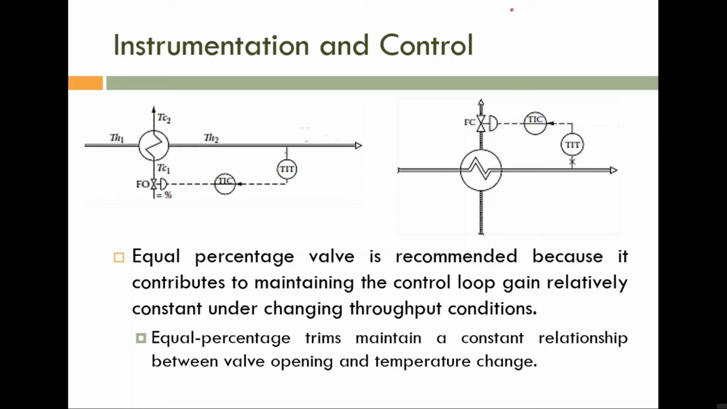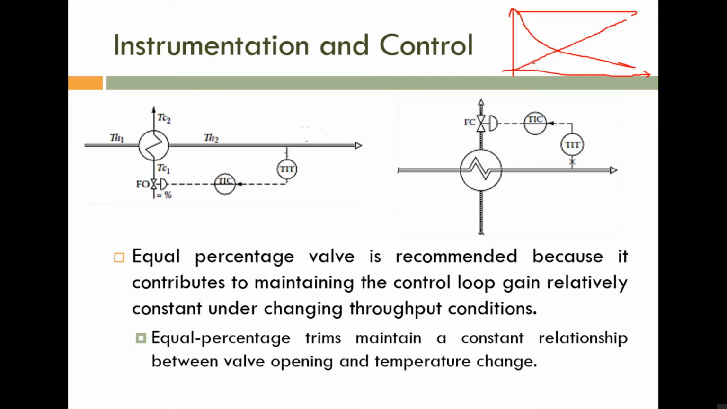So I think you remember that class. The loop gain without the control valve, meaning the process gain, will decrease with respect to the flow rate, meaning load effect. And the gain of the control valve will increase, not exponentially, I am very sorry, linearly with respect to the flow rate. So if you multiply these two gains, the loop gain will be constant or almost constant. For that purpose, the equal percentage valve is used.